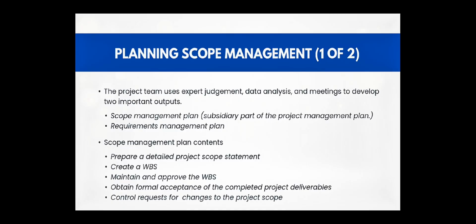Fifth, control requests for changes to the project scope. This process is related to performing integrated change control, as described in Chapter 4. Organizations often have guidelines for submitting, evaluating, and approving changes to scope. And this section of the scope management plan would specify how to handle change requests for the project.